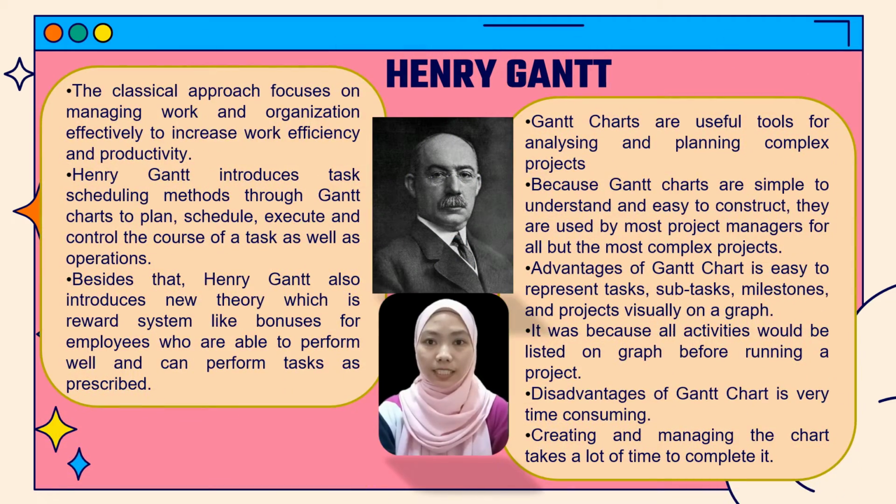The second figure is Henry Gantt. The classical approach focuses on managing work and organization effectively to increase work efficiency and productivity. Henry Gantt introduced a task scheduling method through the Gantt chart to plan, schedule, execute, and control the cost of tasks as well as operations. Henry Gantt also introduced a new theory, which is a reward system like bonuses for employees who are able to perform well and can perform tasks as described.